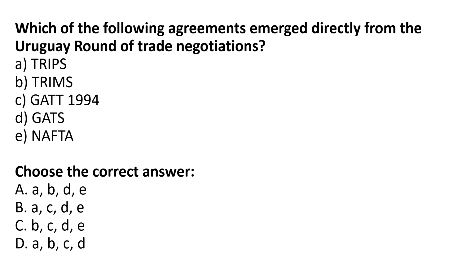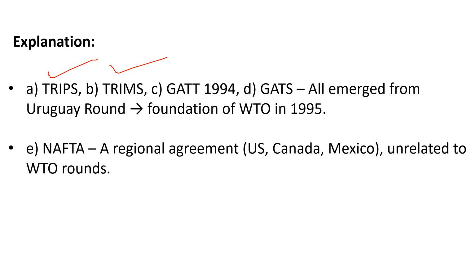Next question. Which of the following agreements emerged directly from the Uruguay Round of trade negotiations? TRIPS, TRIMS, GATT 1994, GATS, or NAFTA? The options are on your screen: ABDE, ACDE, BCDE, or ABCD. All options have one thing in common, that is D. In option A, B, C, D is there. Understand? All right, so option D is correct.